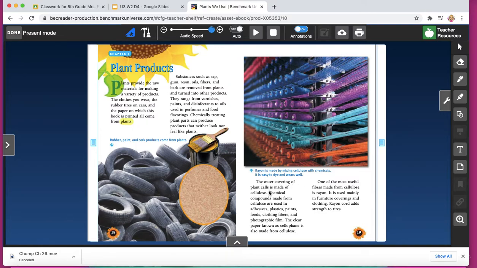The outer covering of plant cells is made of cellulose. Chemical compounds made from cellulose are used in adhesives, plastics, paints, foods, clothing, fibers, and photographic film. The clear paper known as cellophane is also made from cellulose. One of the most useful fibers made from cellulose is rayon. It is used mainly in furniture coverings and clothing. Rayon cord adds strength to tires. So here it's saying the final products don't look like plants, so that shows some processing had to have happened. And it also talks about adding chemicals to the plants, so that's also more evidence of processing.